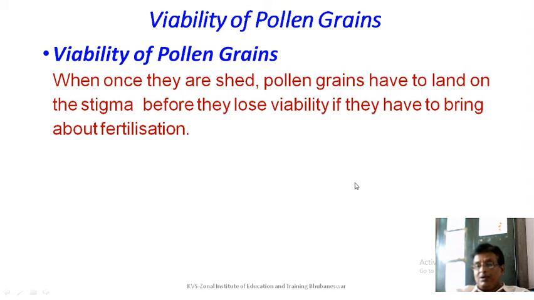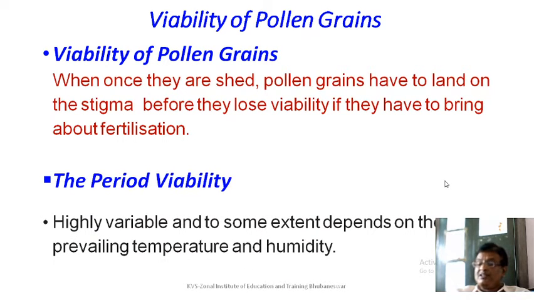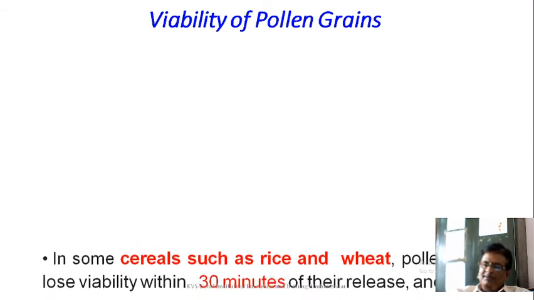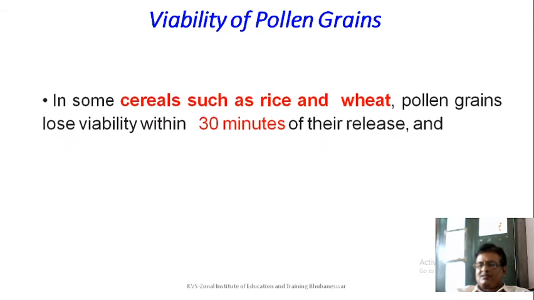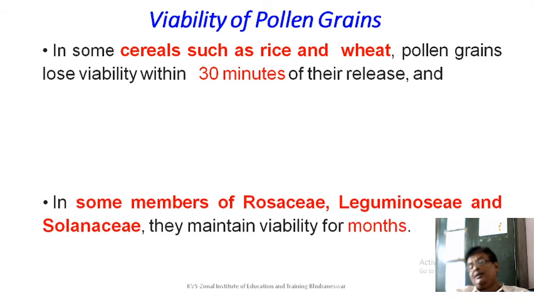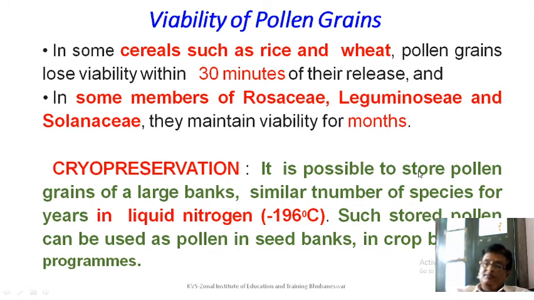What about viability of pollen grain? First, let us clear up what is viability. From the time of dehiscence till they are capable of fertilizing, that period is called the viability period. And the viability period, obviously, differs from species to species. That depends on the prevailing temperature and humidity, even on the quality of the pollen grain. For example, in some cereals such as rice and wheat, pollen grains lose viability within 30 minutes of their release. If they are able to pollinate, fine, otherwise they cannot anymore. In some species of Rosaceae, Leguminosae and Solanaceae, they maintain viability for months.